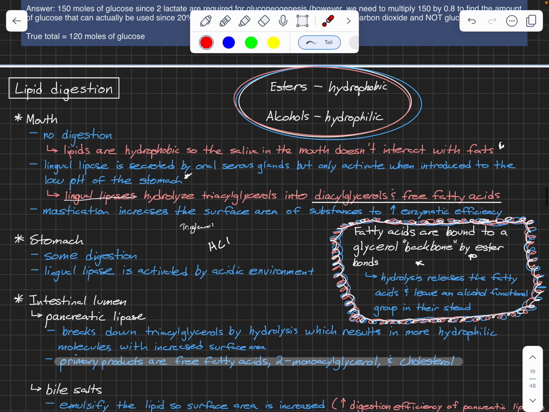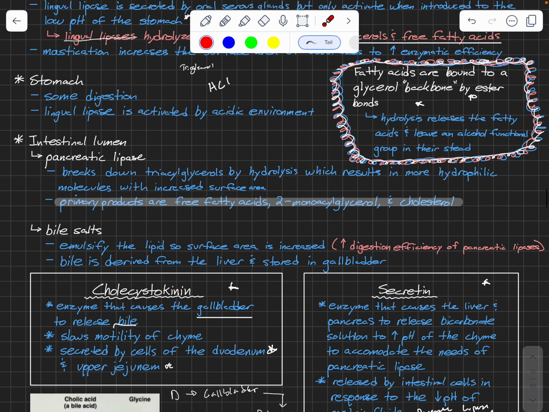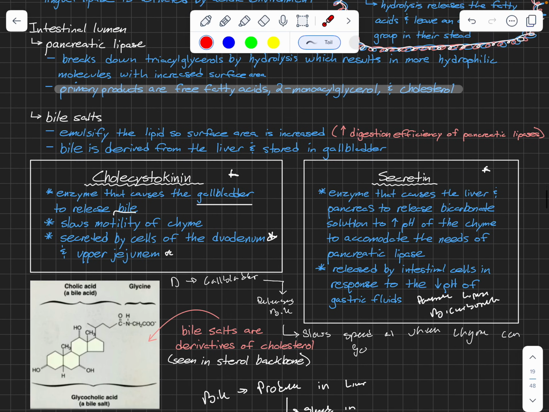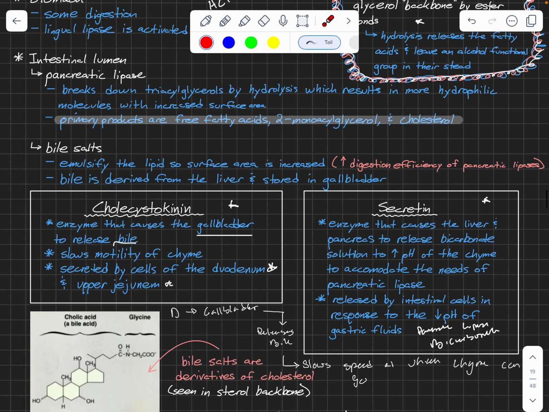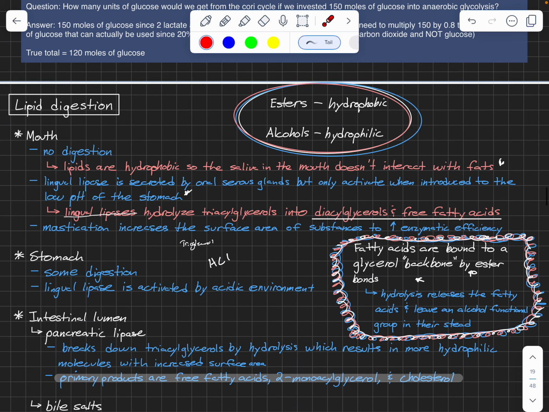So we'll talk about lipid digestion here. Basically, what I'm going to do is walk through all the text here first. I'll draw out a little diagram just to get a better visual for you guys so we can better understand what's going on. And then we'll just keep on moving. So let's start at the beginning.